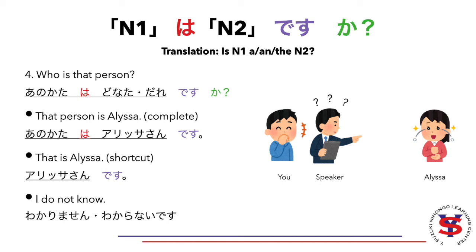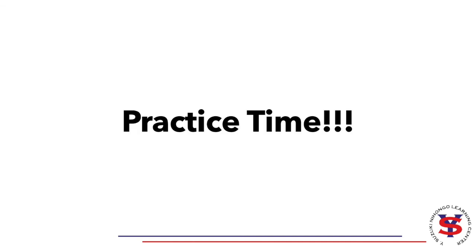In case you do not know the answer to such questions, you could simply respond, I do not know, or wakarimasen, or wakaranai desu. Now let's try some practice questions. We will display the question in hiragana while reading the question twice. Pause the video and time yourself for 1 minute after the question has been said. On a piece of paper, write down your response using one out of the 3 response patterns. The answers will be shown after the third practice question. Are you ready? Here we go.